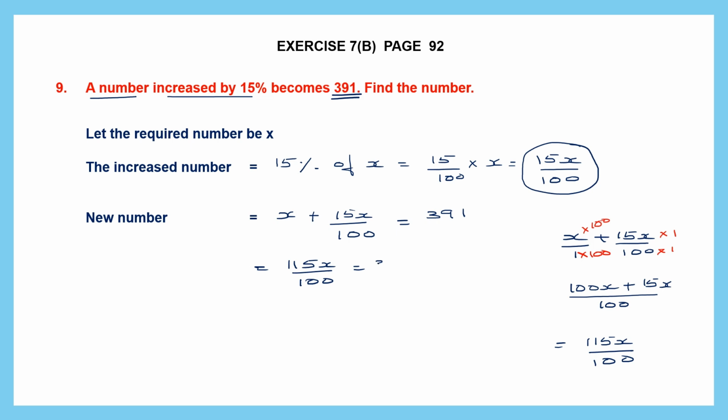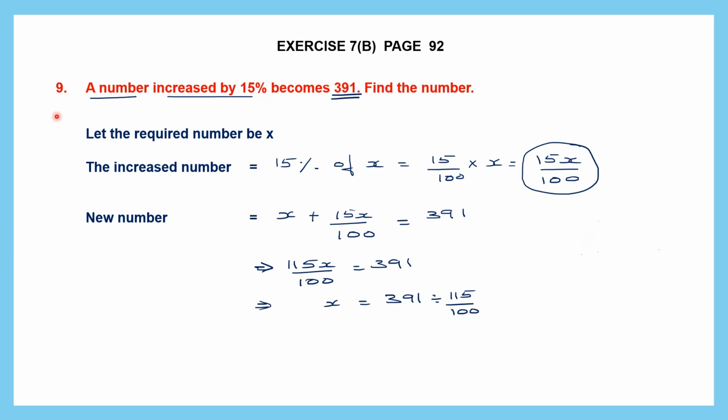This is equal to 391. So we have to find the value of x. So now let's find the value of x. X will be equal to 391. Now here we have 115 by 100, which is multiplication. So when it goes to the other side, it becomes division. So this is divided by 115 by 100. So here now this has become division of fractions, and we know how to do division of fractions. We change it to multiplication and write the reciprocal. So this becomes x is equal to 391 into 100 by 115.